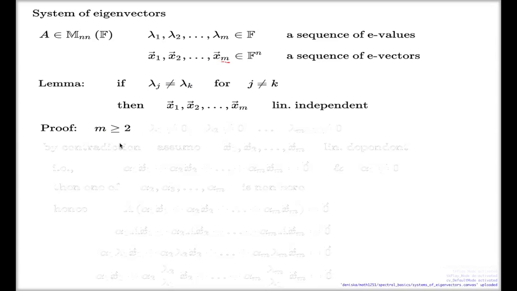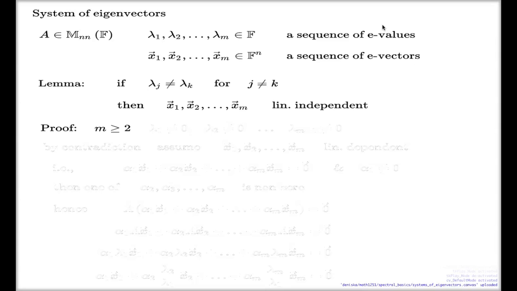Because otherwise, if m is 1, you only have one vector here. One vector is always linearly independent. I mean, one non-zero vector is always linearly independent. And eigenvectors are always non-zero vectors. So m equal to 2 or larger is a reasonable assumption here, because m equal to 1 is a triviality.